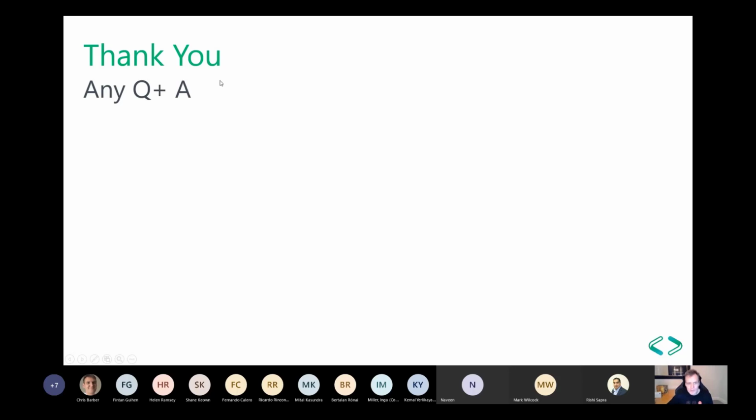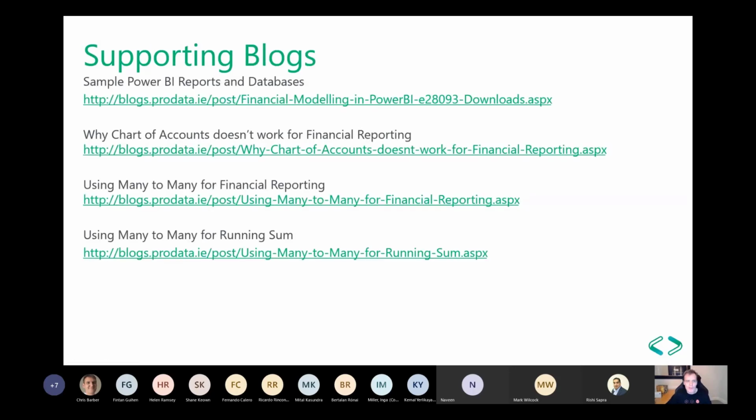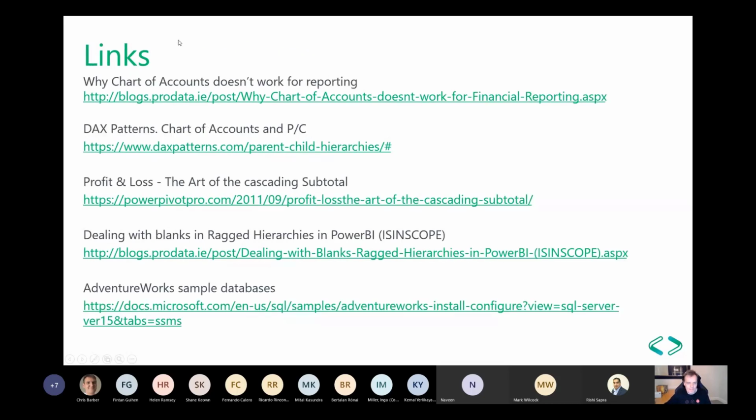I'll open it up for questions, but just before I do that, one thing I've got at the end of this deck is there's links to a lot of the aspects of that, like using the many-to-many for financial reporting, how to use the many-to-many for running sum, why you just can't report off the native chart of accounts, some of the DAX patterns, and so forth, how to deal with ragged hierarchy.